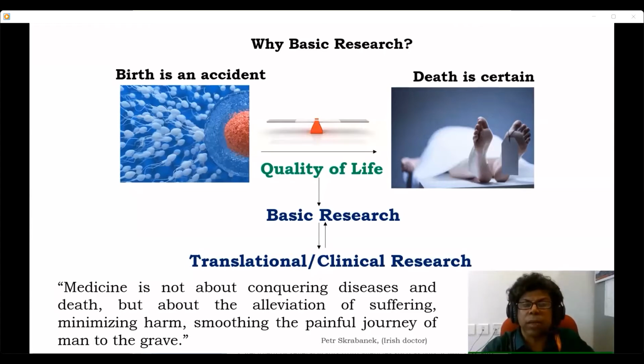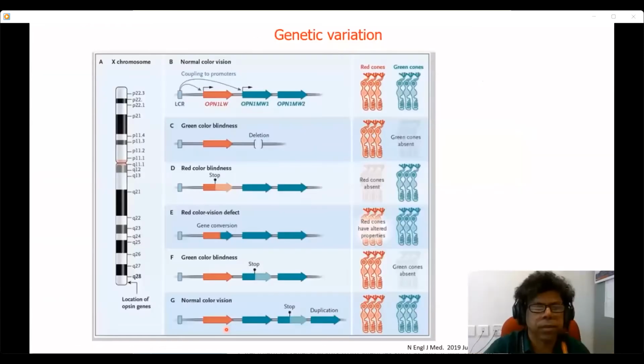And as you all know, pain management is a human right. I think every physician understands how important it is to give better treatment to patients. As Peter, an Irish physician, said, medicine is not about conquering diseases and death, but about the alleviation of suffering, minimizing harm, and smoothing the painful journey of man to the grave.